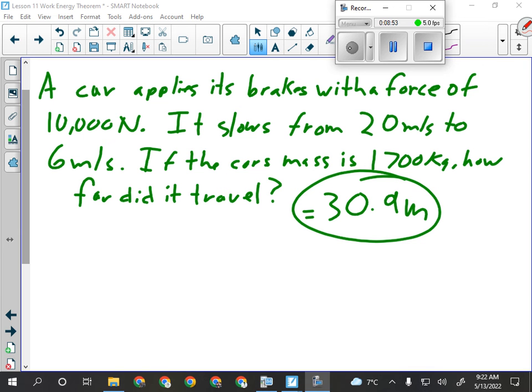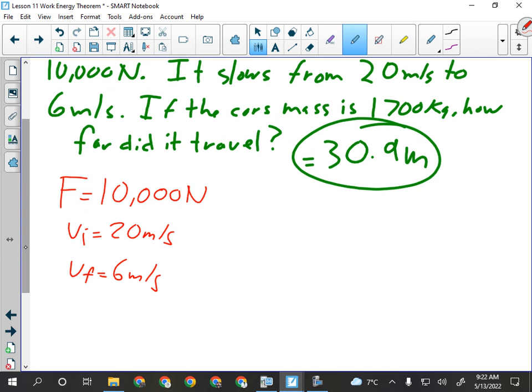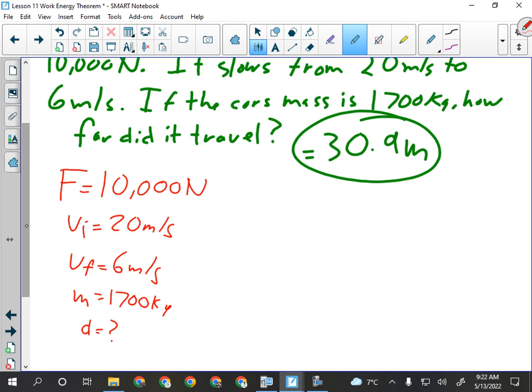So if a car applies its brakes, and we know the force the brakes exert is 10,000 newtons, and we know that it slows from an initial velocity of 20 meters per second to a final velocity, or speed, sorry, of 6 meters per second. And the car's mass is 1,700 kilograms. We're looking for the stopping distance, or not so much stopping because it didn't stop, but how far did it travel during the deceleration? Oh, and look at what I just did there. I used the term I'm not supposed to use in physics. Decelerate. Then during the negative acceleration.